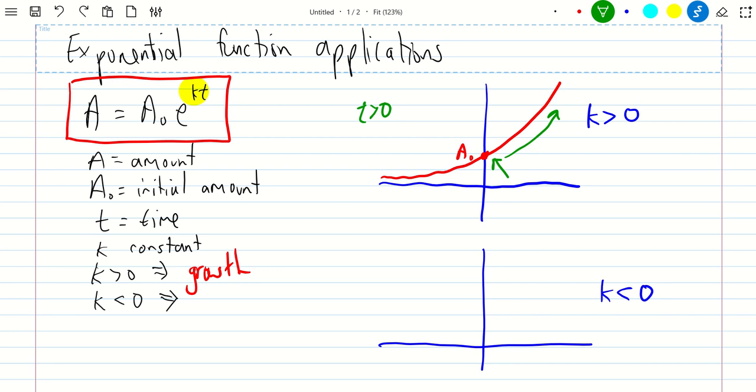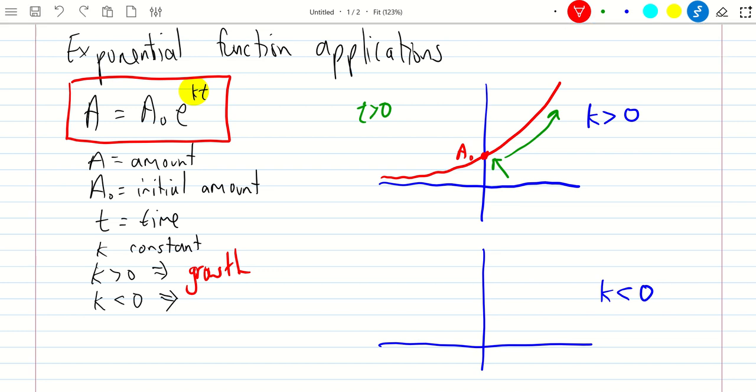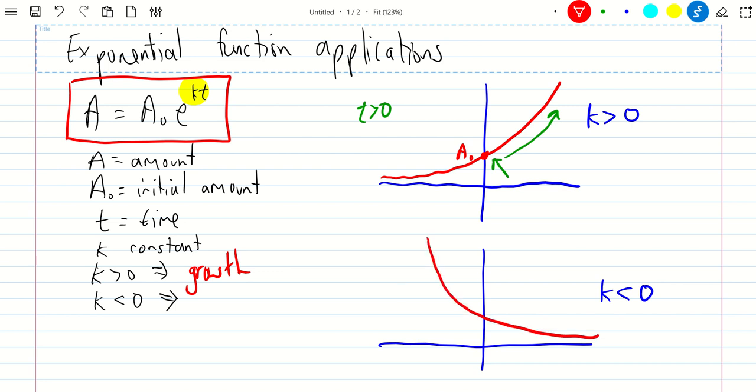Okay, so that's what happens if k is greater than 0: we get growth. How about if k is less than 0? If k is negative, that gives us a reflection in the y-axis. So what it actually looks like is the following. You get a graph that looks like this, going like that. We've flipped it from here to here because there's been a transformation, a reflection in the y-axis.